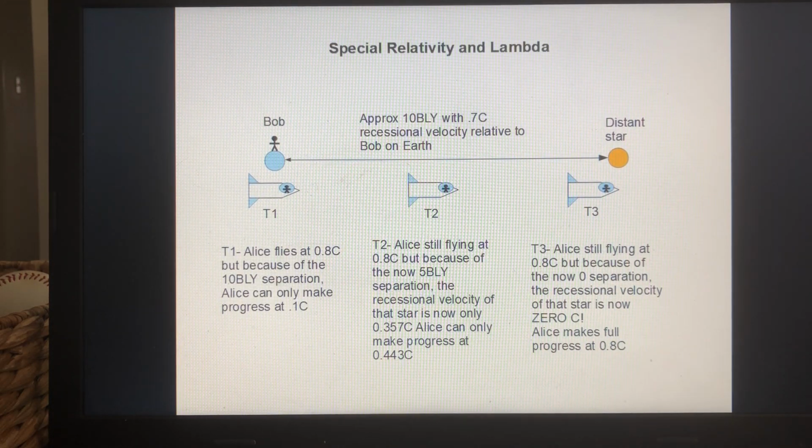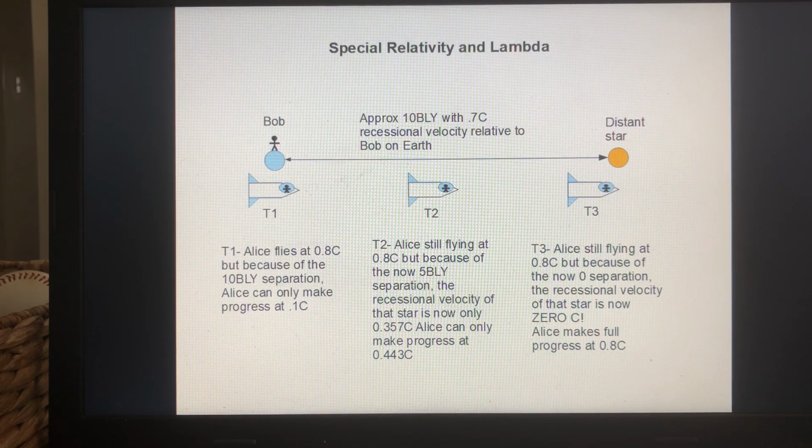Now here we have a twins paradox thought experiment. We have Bob and Alice at Earth, and we have a distant star. There's about 10 billion light years distance between Alice and that star. Because of that distance, dark energy is going to be pulling those objects away at 0.7 c. So that distant star will have a 0.7 c recessional velocity relative to Bob on Earth.